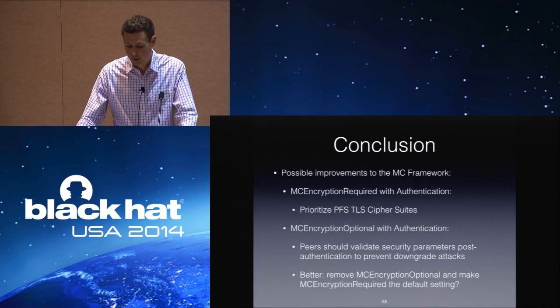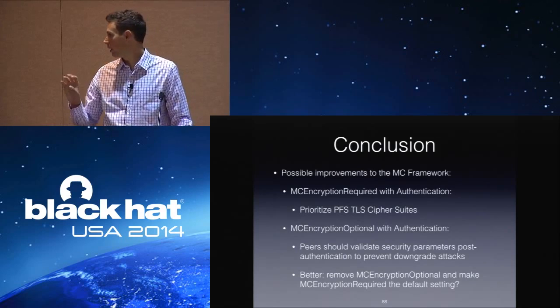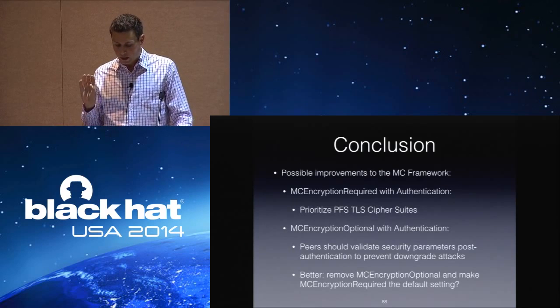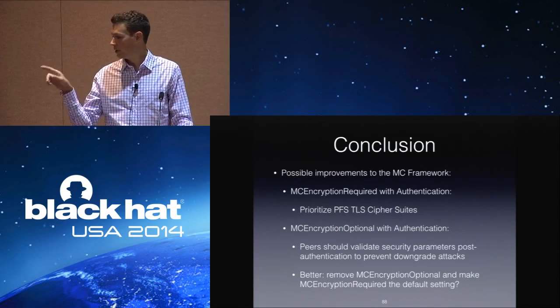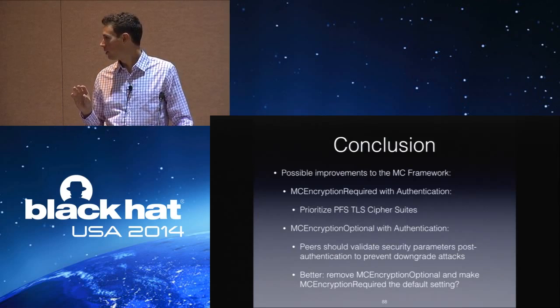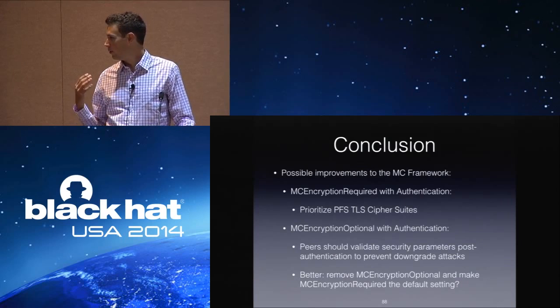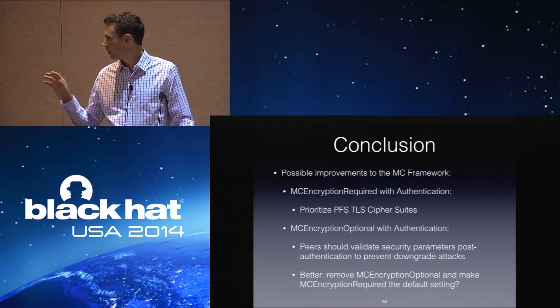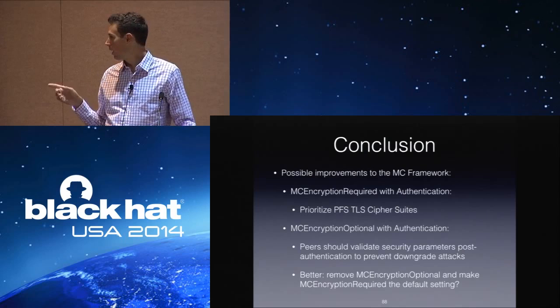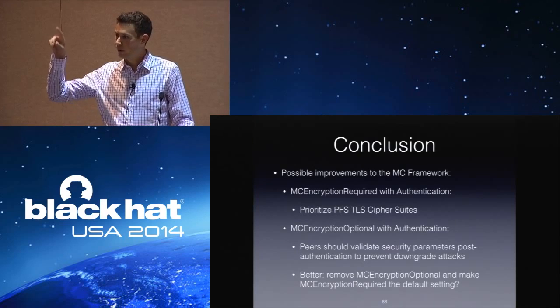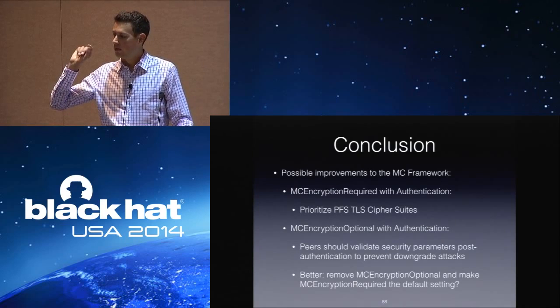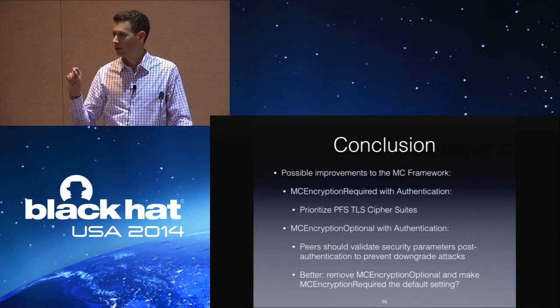And then for encryption optional with authentication, which is the downgrade attack I described, there are two options. One is they should validate the security settings as they were exchanged, validate them after authentication to make sure, again, what they received was what the other guy sent. And if you think about it, SSL2 has a similar issue where, in SSL2, someone in the middle could force each side to pick a specific cipher suite that was weak.